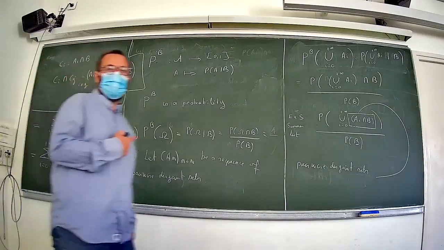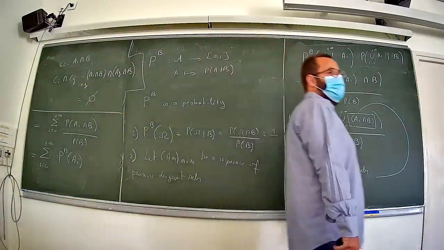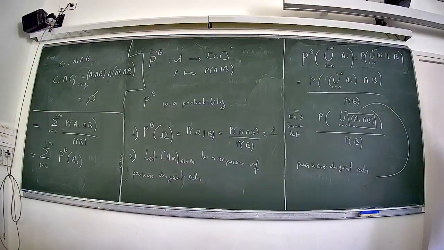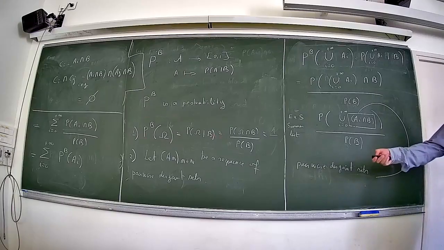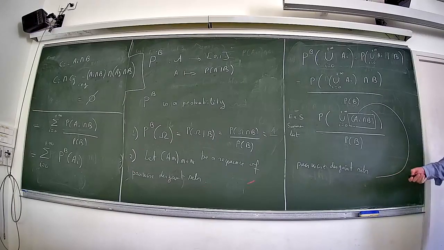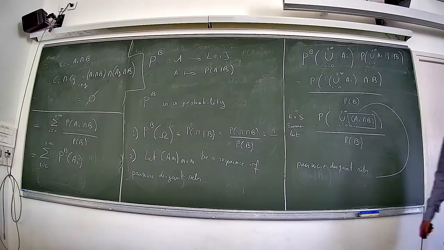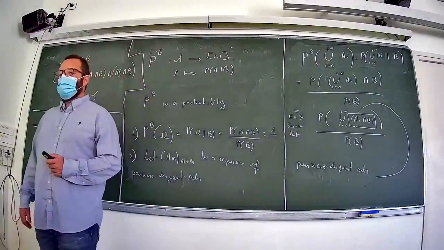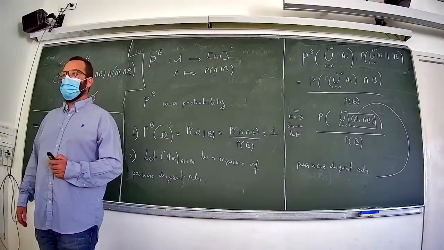Are you okay with my proof? So I proved that PB is a probability because I have proved that it fulfills the 2 points in the definition of a probability. PB of omega is 1, and if I have a sequence of pairwise disjoint sets, PB of the union is equal to the sum of the PBs. I have a probability called the conditional probability. May I continue?